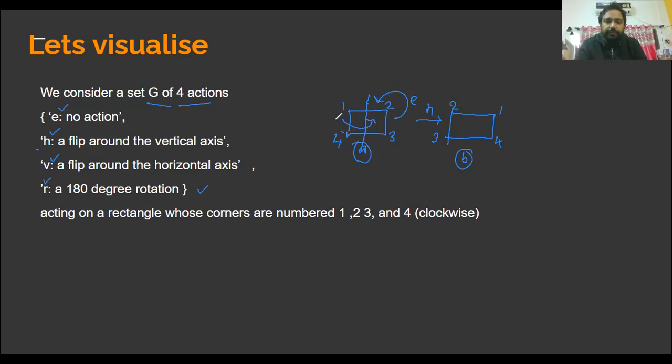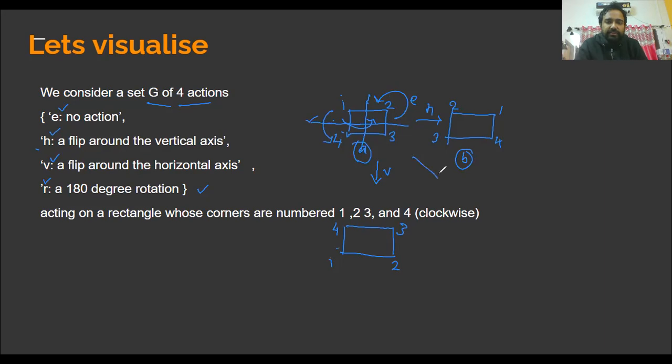Vertical flip, V, it does the same thing vertically, which means it imagines a horizontal axis and it just flips it, right? So 1 and 2 will come down here, and 4 and 3 will come here.